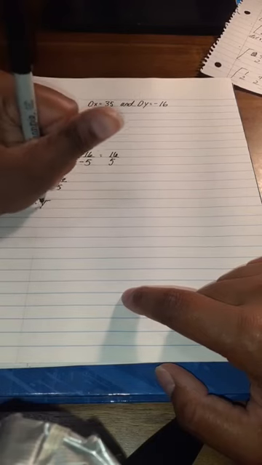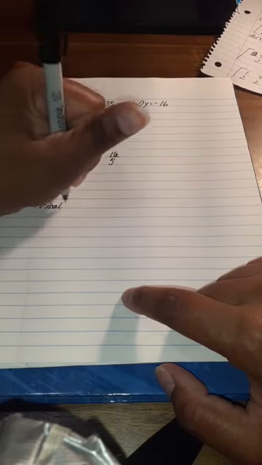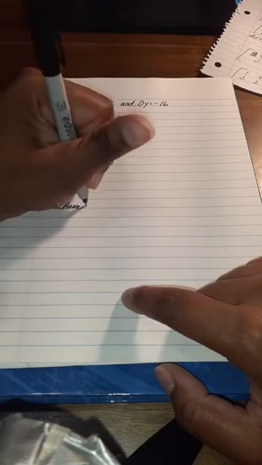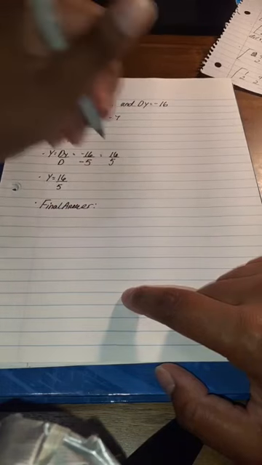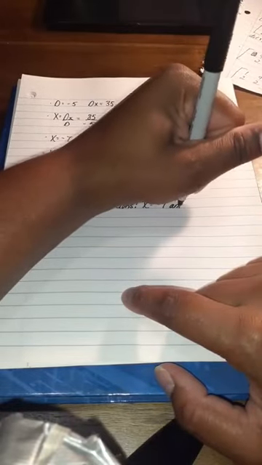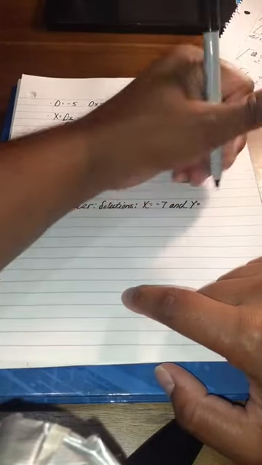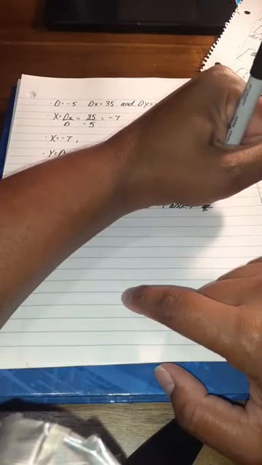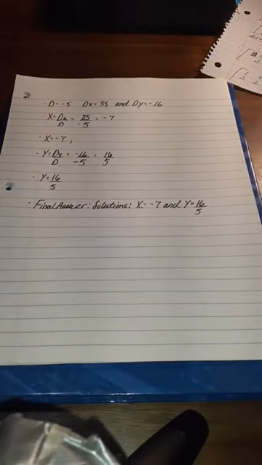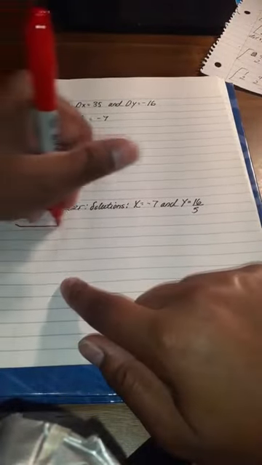So therefore our final answer and our solution for the system would just be those two values for x and y. So our solutions are going to be x is equal to negative 7 and y is equal to 16 over 5. And that's Cramer's rule, and that's how you do it.